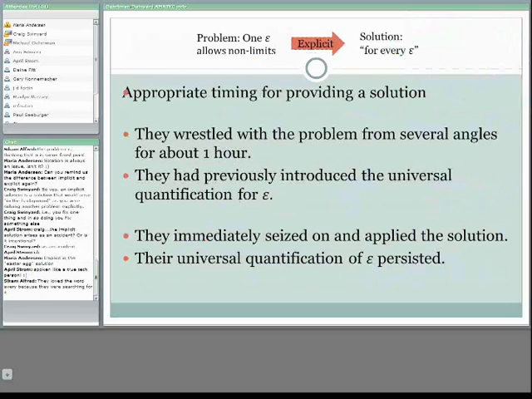So just to check in with you folks, what best describes the role that I played in the previous slide as we were having the conversation?